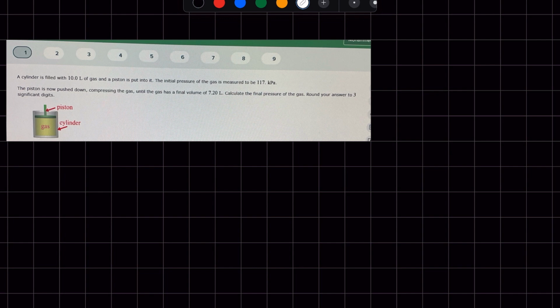So the best way to tackle these problems is just to figure out what gas law we're using. So in this first one, we're using Boyle's law, and then we have to know the equation for that. And the equation for Boyle's law is just P1 V1 is equal to P2 V2. The P1 is our initial pressure, and our V1 is our initial volume, and then our P2 is our final pressure, and our V2 is our final volume. So let's go ahead and go through the problem, and we're just going to break down what each one is.